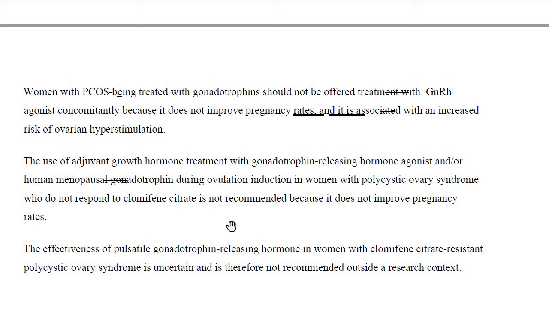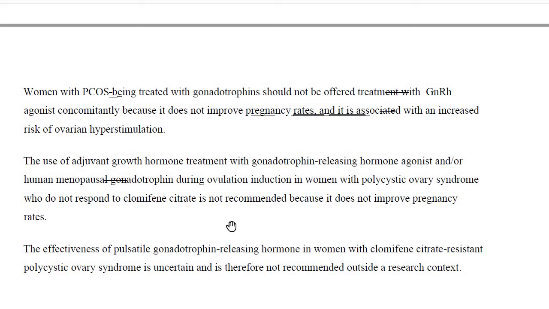That is the point. Women with PCOS being treated with gonadotropins should not be offered treatment with gonadotropin releasing hormone agonist concomitantly, because it doesn't improve pregnancy rate, and it is associated with an increased risk of ovarian hyperstimulation. The use of adjuvant growth hormone treatment with gonadotropin releasing hormone agonist and/or human menopausal gonadotropin during ovulation induction in women with PCOS who do not respond to clomiphene citrate is not recommended, because it doesn't improve pregnancy rates. The effectiveness of pulsatile GnRH in women with clomiphene citrate resistant polycystic ovary syndrome is uncertain, so it should not be given.